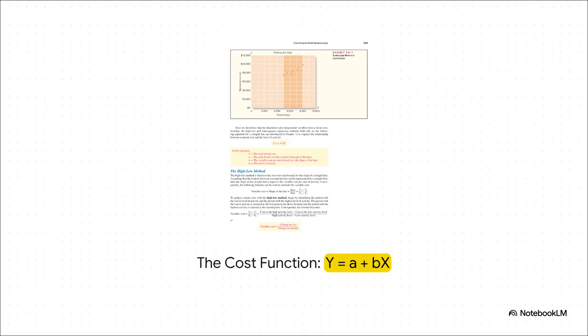Which brings us to the holy grail formula. Y equals A plus BX. Y is your total cost. A represents your total fixed cost. B is the variable cost per unit. And X is the activity level. This equation is the beating heart of cost estimation. Seriously, every single time you see a mixed cost problem on a test, your brain should automatically try to format it into Y equals A plus BX.